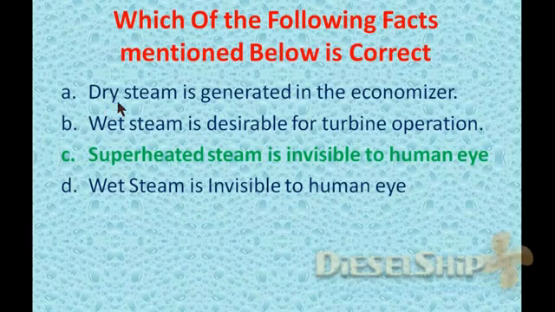And the other choice, dry steam is not generated at the economizer. The economizer is always flooded with water, and probably has wet steam to a minimal extent. And wet steam is not desirable for turbine operation. It's superheated steam which is desirable. And the other choice, wet steam is invisible to human eye. No, that's wrong. Wet steam is obviously visible to the human eye. So the right choice is superheated steam is invisible to human eye.